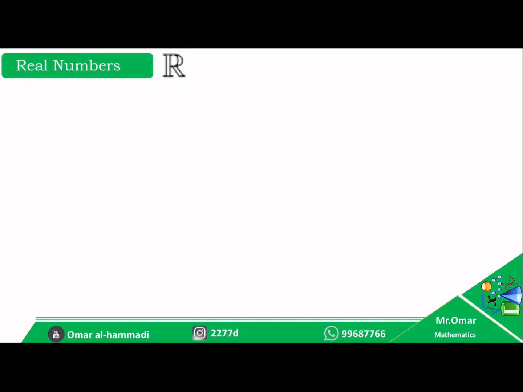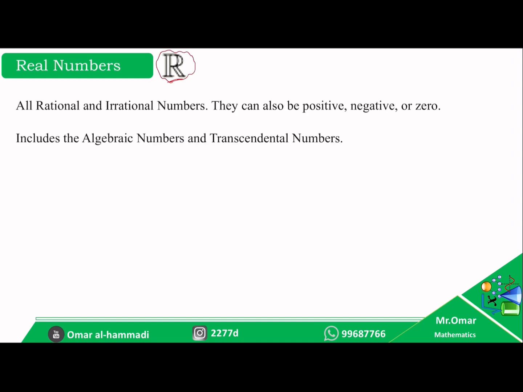And also we have real numbers, R. Real numbers are all the rational and irrational numbers. They can also be positive, negative, and zero.